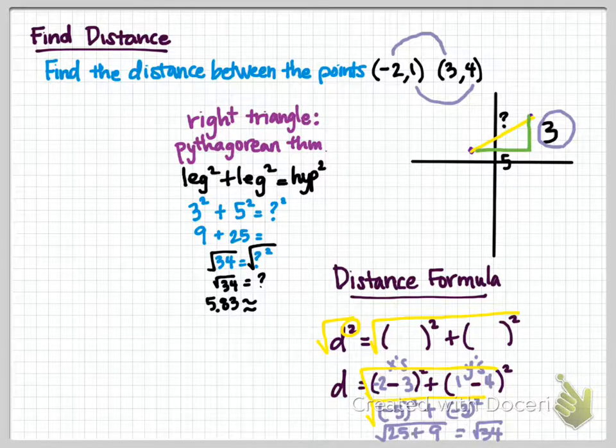The square root of 34 equals the square root of 34. Which way did you like better? Great, use that way. Just kind of know that the distance formula didn't come from itself. It came directly from this Pythagorean theorem right here.